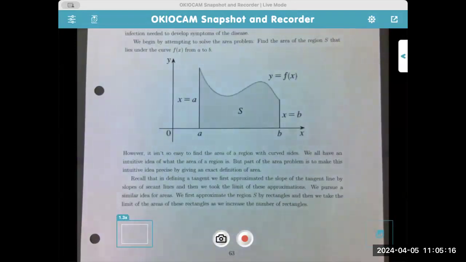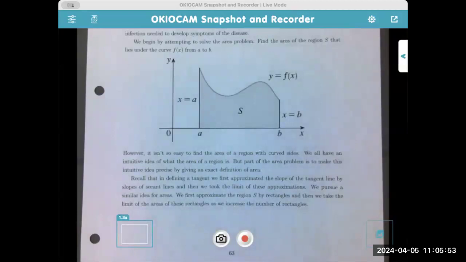Recall that in defining a tangent line, we first approximated the slope of the tangent line by slopes of secant lines, and then we took the limit of these approximations. So right here, if y'all remember, that's when we did the limit definition, right? Taking the limit of the difference quotient is what we did. So we're going to do a similar, not exact, but a similar thing here. We pursue a similar idea for areas. We first approximate the region S by rectangles, and then we take the limit of the areas of these rectangles as we increase the number of rectangles.